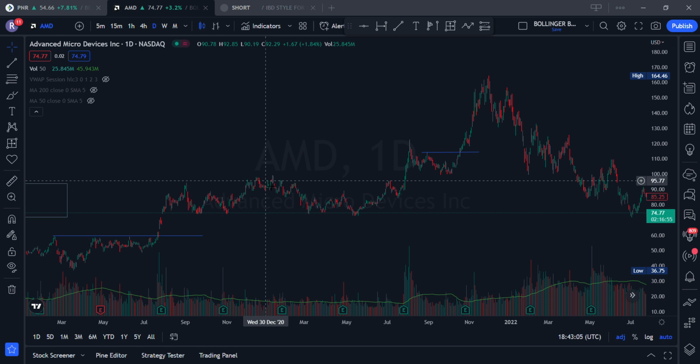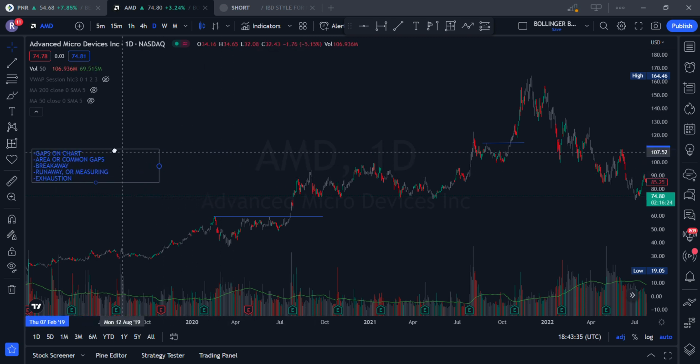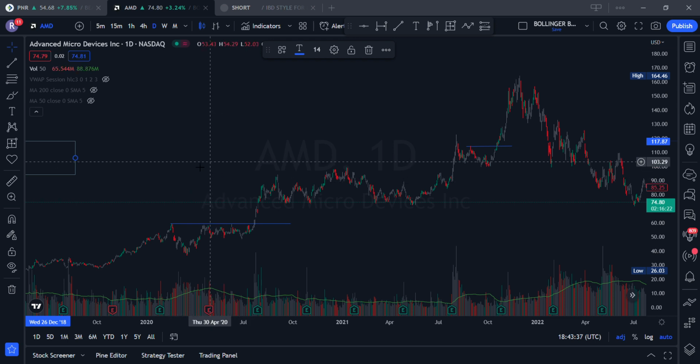Alright, in this video, I'm going to be talking about gaps, types of gaps, and how you can trade and benefit from them. There are different kinds of gaps. The most common gaps are area or common gaps. The second and important type is breakaway gaps. The third one would be runaway or measuring gaps, and the fourth and final one would be exhaustion gaps. So let's take on all these types one by one.